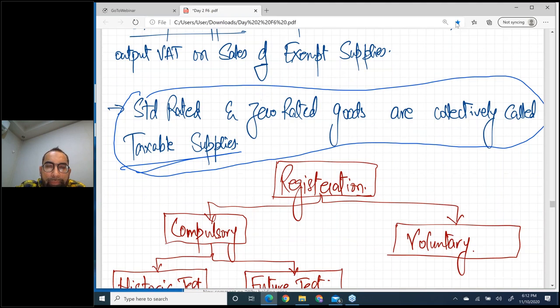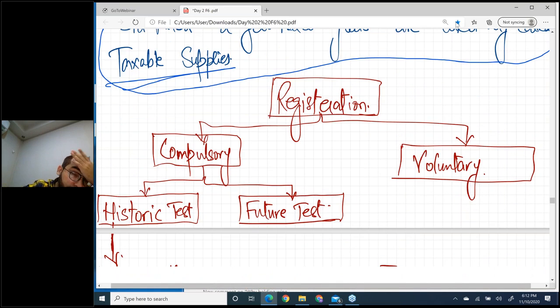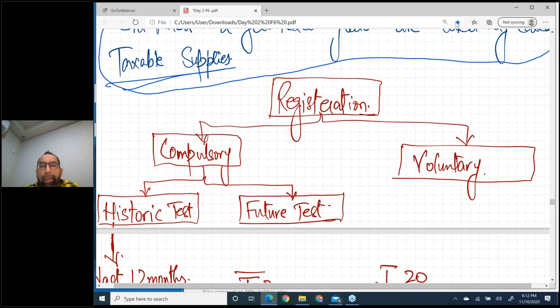Okay, now one thing is registration. First of all, if you have your pen and paper, you can write 2 lines. Only a registered trader can charge output VAT on sales.